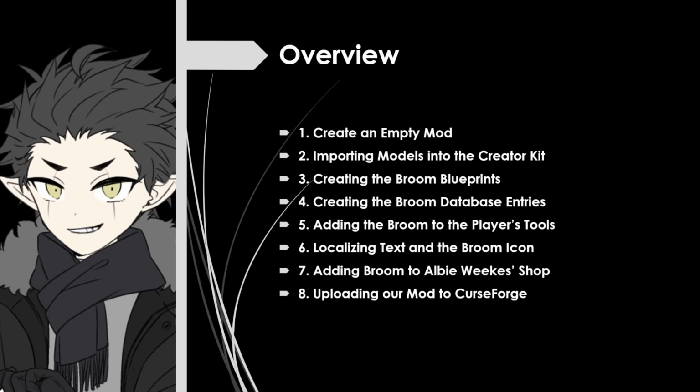We'll start off this video by first creating an empty mod. Then we're going to download a 3D model from the Epic Game Store and import it into the Creator Kit. Then we'll create our broom by adding entries to the static tables and by creating those broom blueprints. Then we'll use a Mod Mutator to add our broom to the player's tool record so the player can equip it in-game. After that, we'll localize our text and broom icons to show how we want it to look in-game.